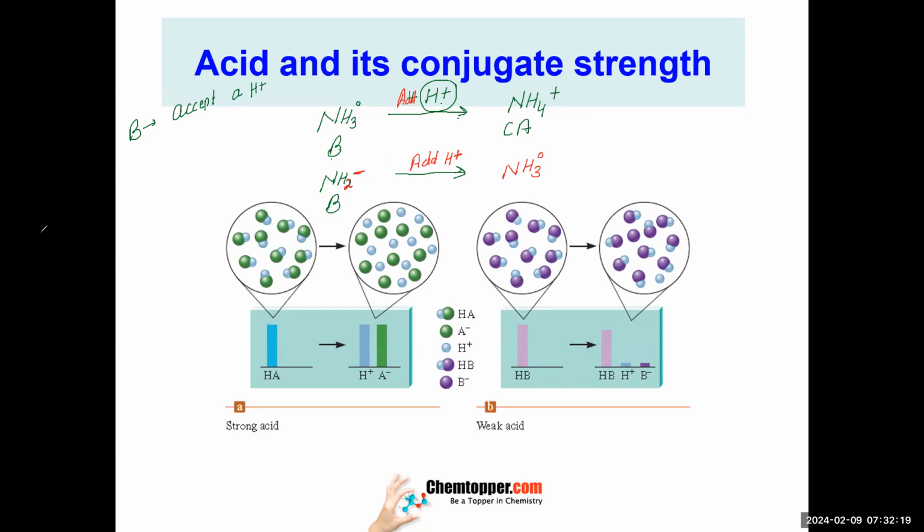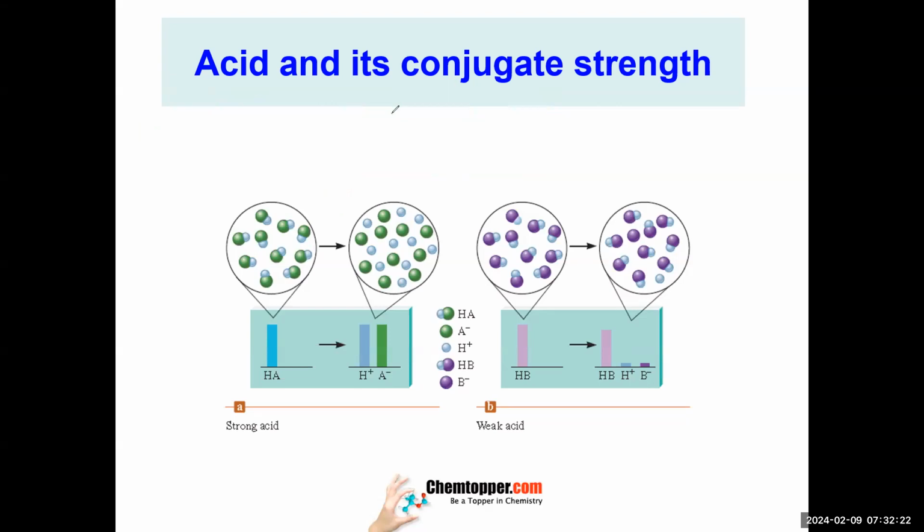So write on this: if there is an acid and you want to make its conjugate base, CB means conjugate base, subtract H plus. If there is a base and you want to make its conjugate acid, add H plus. Please write on this.